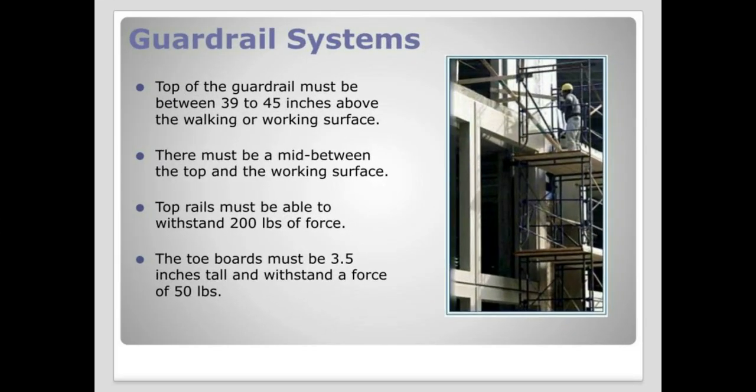Guardrail systems. Top of the guardrail must be between 35 to 45 inches above the walking and working surface. There must be a mid rail between the top and the working surface. Top rails must be able to withstand 200 pounds of force. The toe boards must be 3.5 inches and withstand a force of 50 pounds.